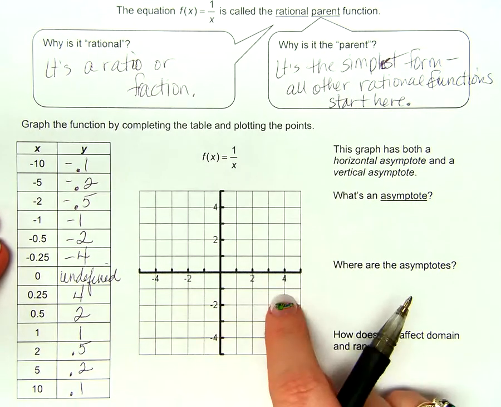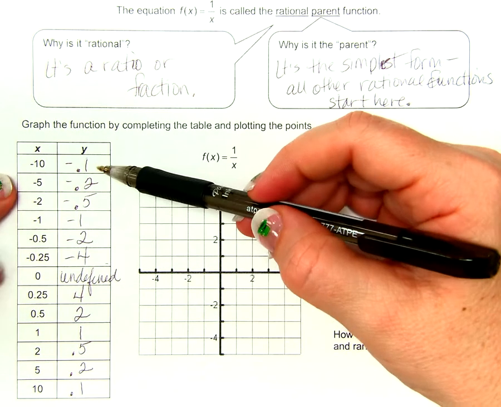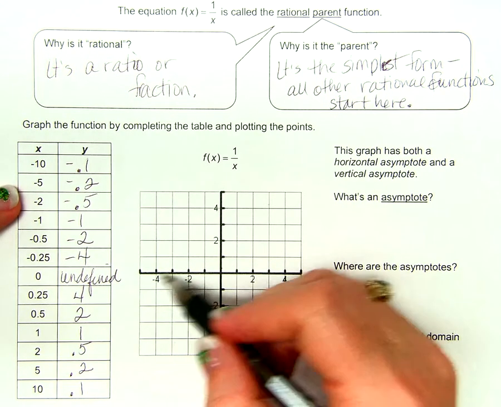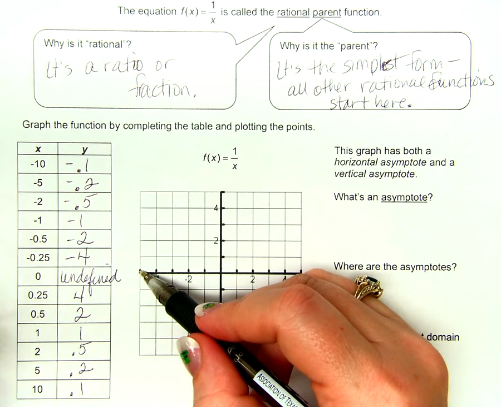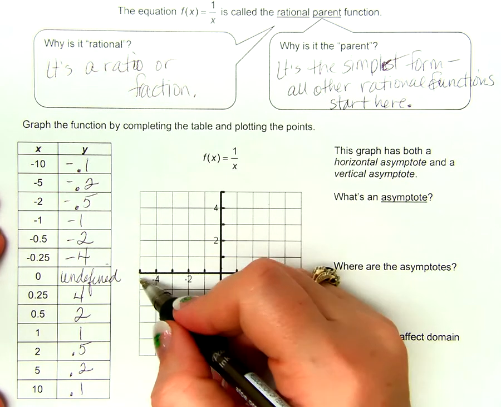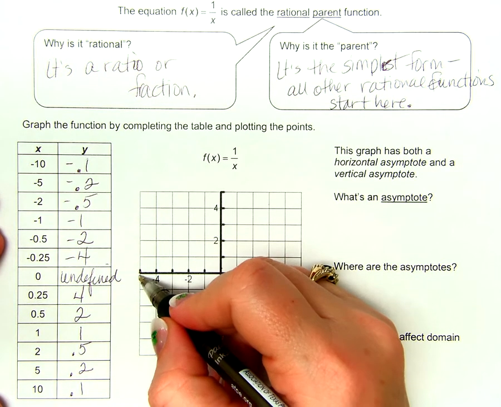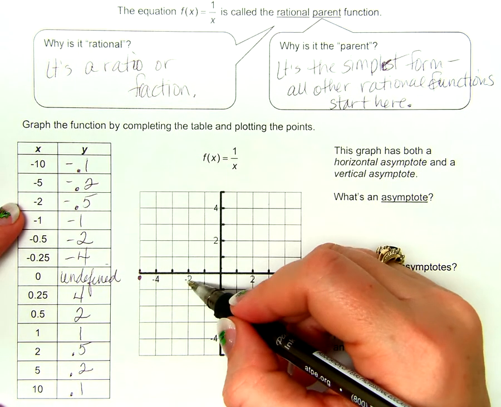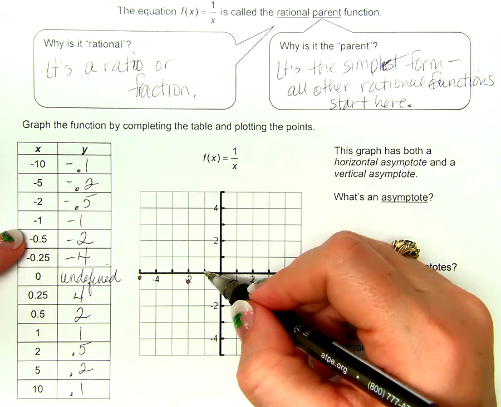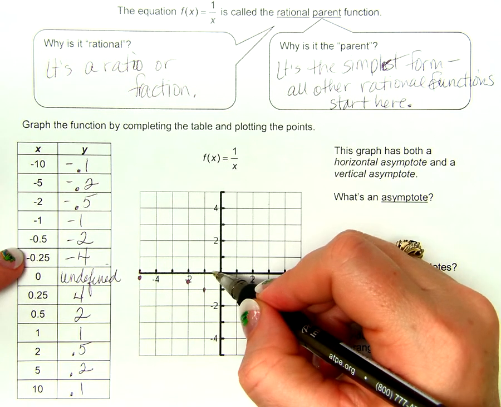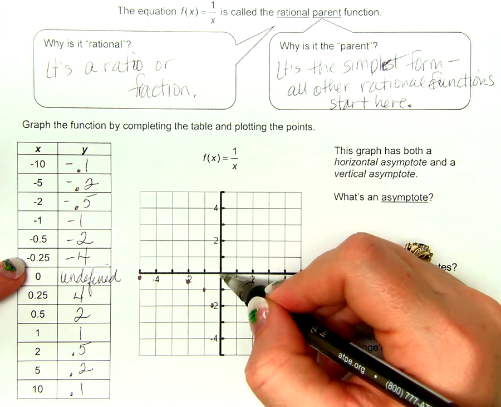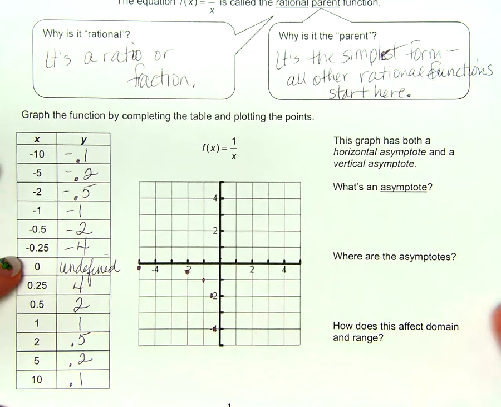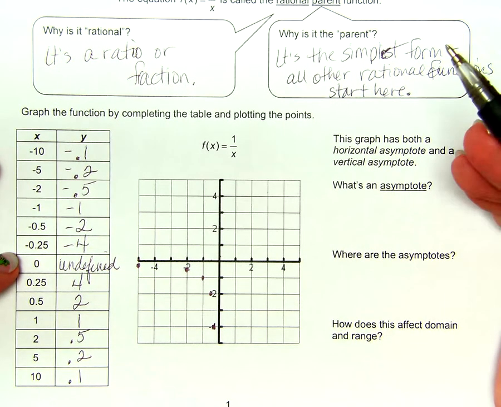Let's plot these points on this graph. Can I plot the first one? Why not? My graph isn't big enough, is it? Okay, so the next one. Negative 5, negative 0.2. How do I graph negative 0.2? A little bit further, right? Negative 2, negative 0.5, so halfway down. Negative 1, negative 1. Halfway down to 2. A fourth of the way down to 4. 0 is undefined. What's happening at 0? Do you remember?